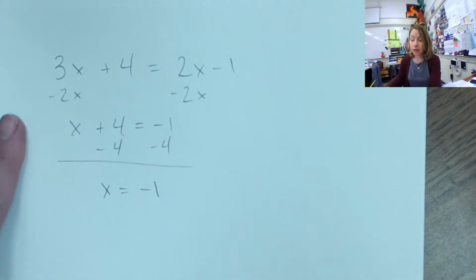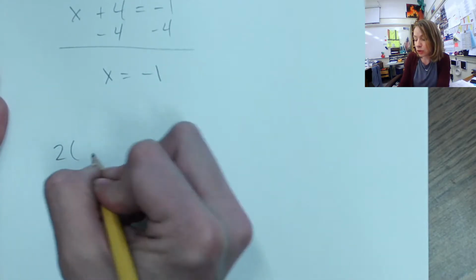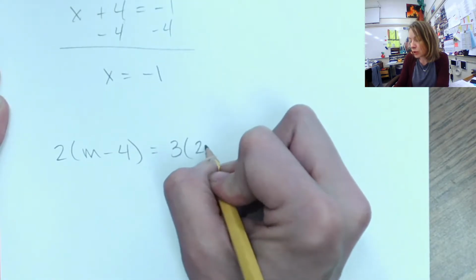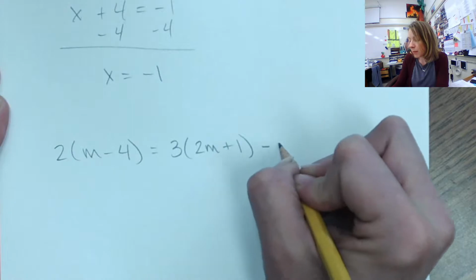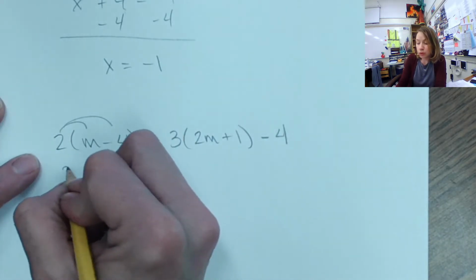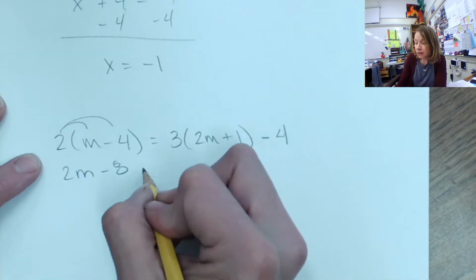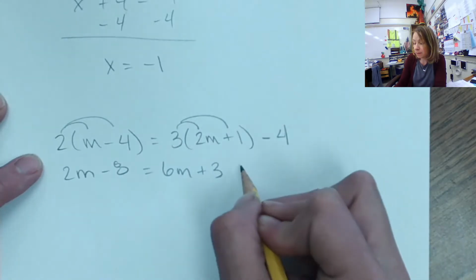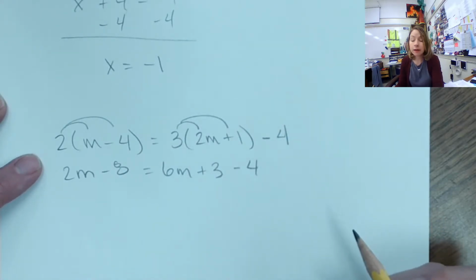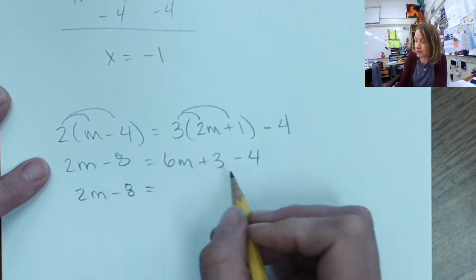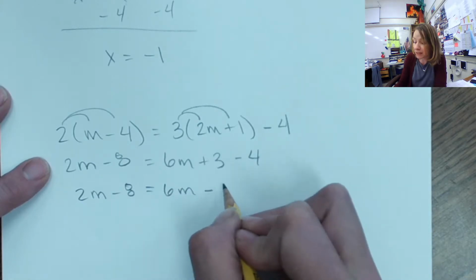We've looked at more complicated equations to solve, so it might be something like 2 times m minus 4 is equal to 3 times 2m plus 1 minus 4, right? So here we've got some things that we need to simplify first. Can just distribute that through. So 2m minus 8 is equal to, distributing this one through, 6m plus 3, and then that minus 4 hangs out in the back. I'm going to combine like terms here. So 2m minus 8 is equal to 6m minus 1.